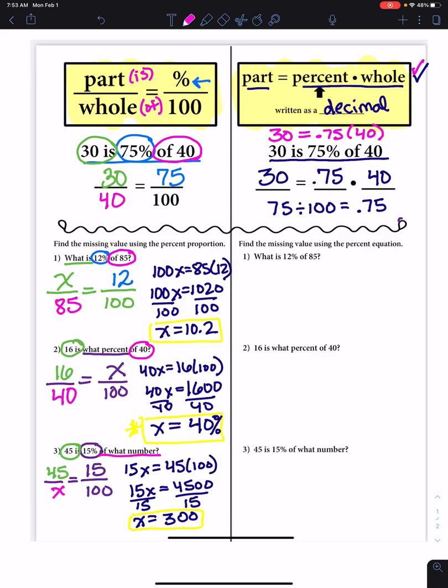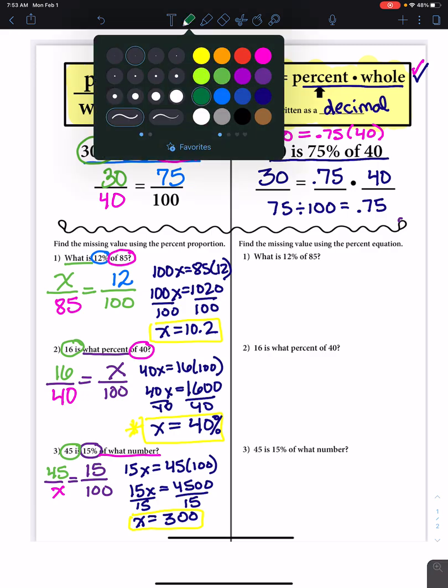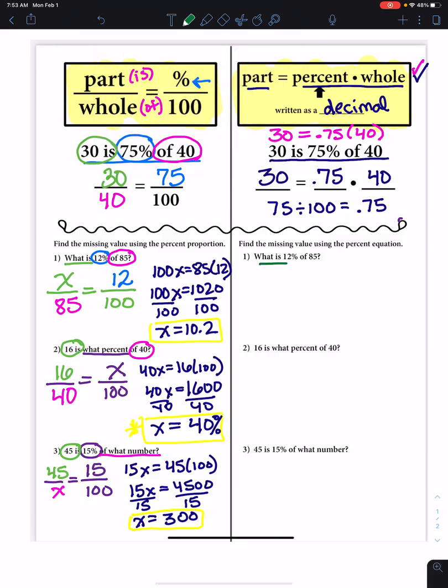So let's try that same approach for number one. Number one says, what is 12% of 85? So I'm going to say what is. Whenever you see what, that's your variable. That's the thing you don't know. Is in math is the equal sign. 12% is 0.12. Of means multiply. Look how easy this is. So if I was shopping and I wanted to know what's 12% of 85, I would quickly know that I'm just multiplying 0.12 times 85.